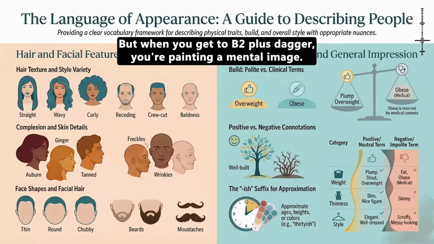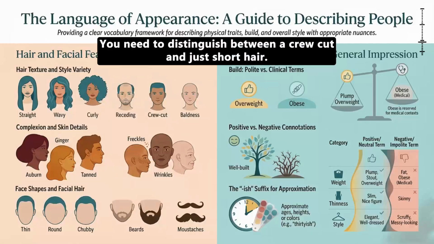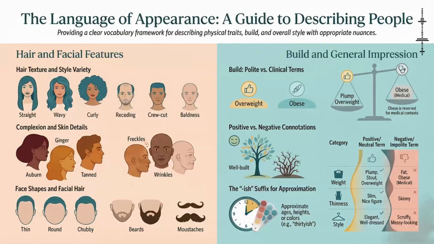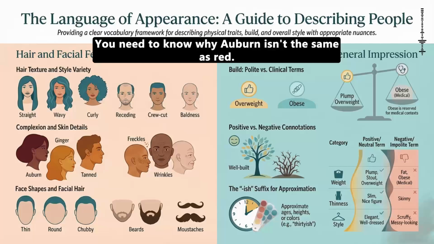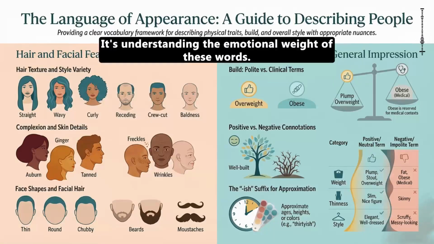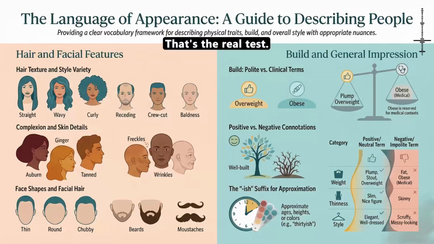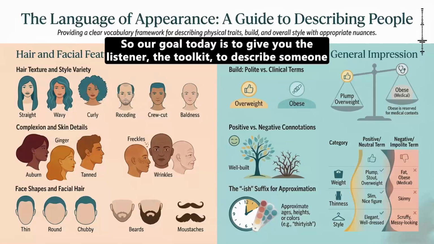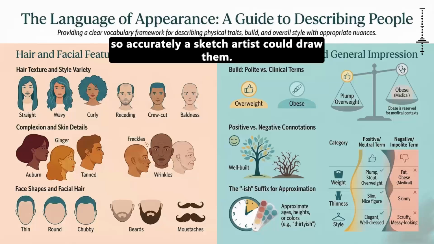Very blunt. But when you get to B2 plus, you're painting a mental image. You need to distinguish between a crew cut and just short hair. You need to know why auburn isn't the same as red. And the etiquette part. That's knowing how to describe a person without getting a drink thrown in your face. It's understanding the emotional weight of these words. That's the real test. So our goal today is to give you, the listener, the toolkit to describe someone so accurately a sketch artist could draw them, but so politely you could say it to their face. It's a high bar, but I think we can get there.